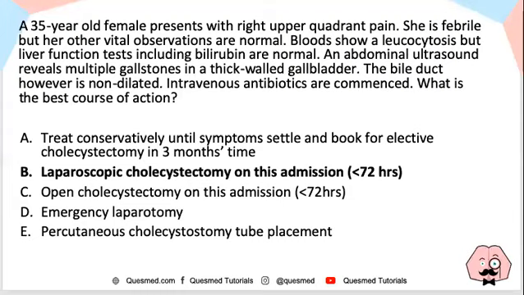So the patient with gallstone disease has been complicated by acute cholecystitis, and definitive surgical management is required on this admission. A lap chole should ideally be performed within 72 hours of presentation, and a laparoscopic approach is preferred over an open approach because it's associated with lower morbidity and mortality.